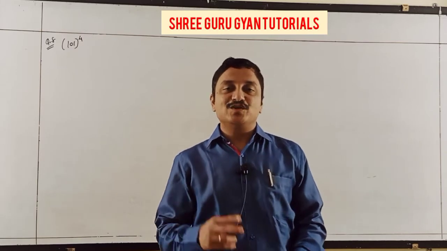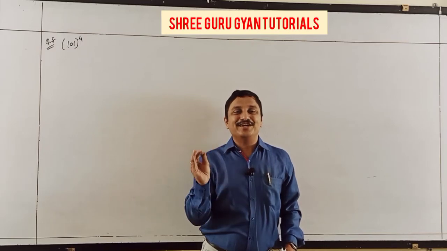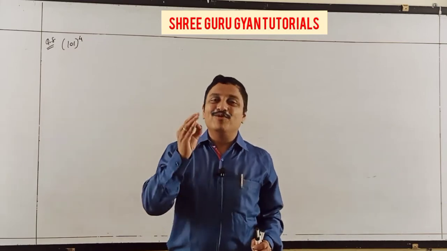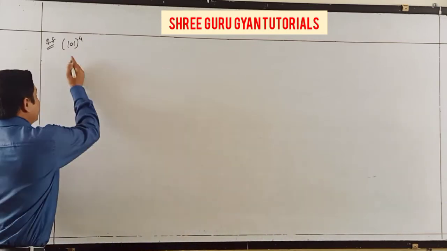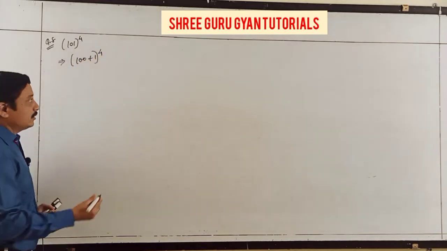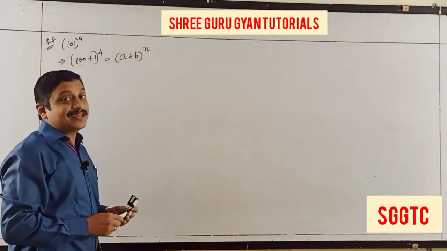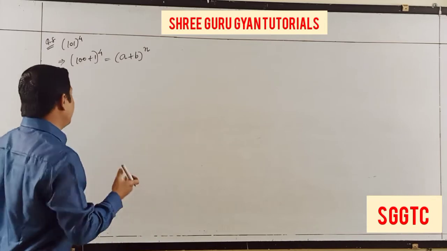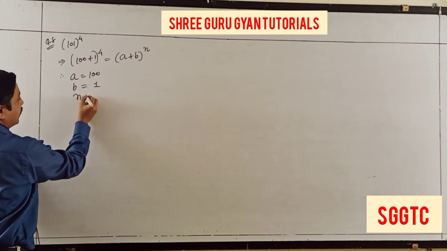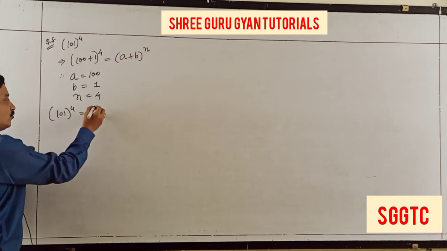Now students, after ending our two sums, I am going to do one more, the 8th one, which is the same numerical, 101 raised to 4 power. It means 100 plus 1 and 4 power is here. So I just show up there, which is 100 plus 1. Indirectly you can say A plus B raised to N. So what you get? A is 100, B is 1, and N is exactly 4.